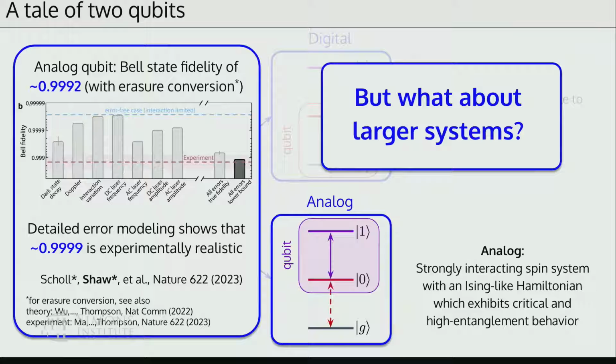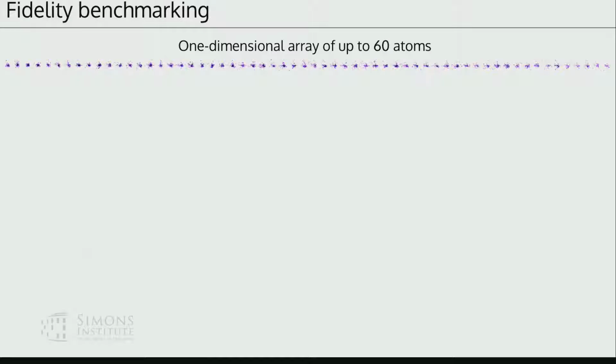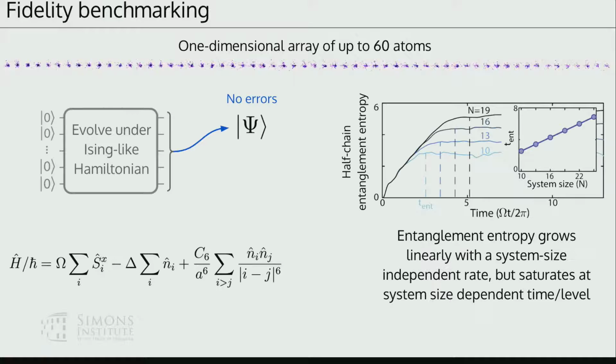So going on to the many-body, the situation we're going to be considering for the rest of the talk is a one-dimensional array of up to 60 atoms. And the type of evolution we're going to be considering is evolving these under a time-independent Ising-like Hamiltonian. The Hamiltonian being shown here is essentially just an Ising Hamiltonian with some long-range interaction.